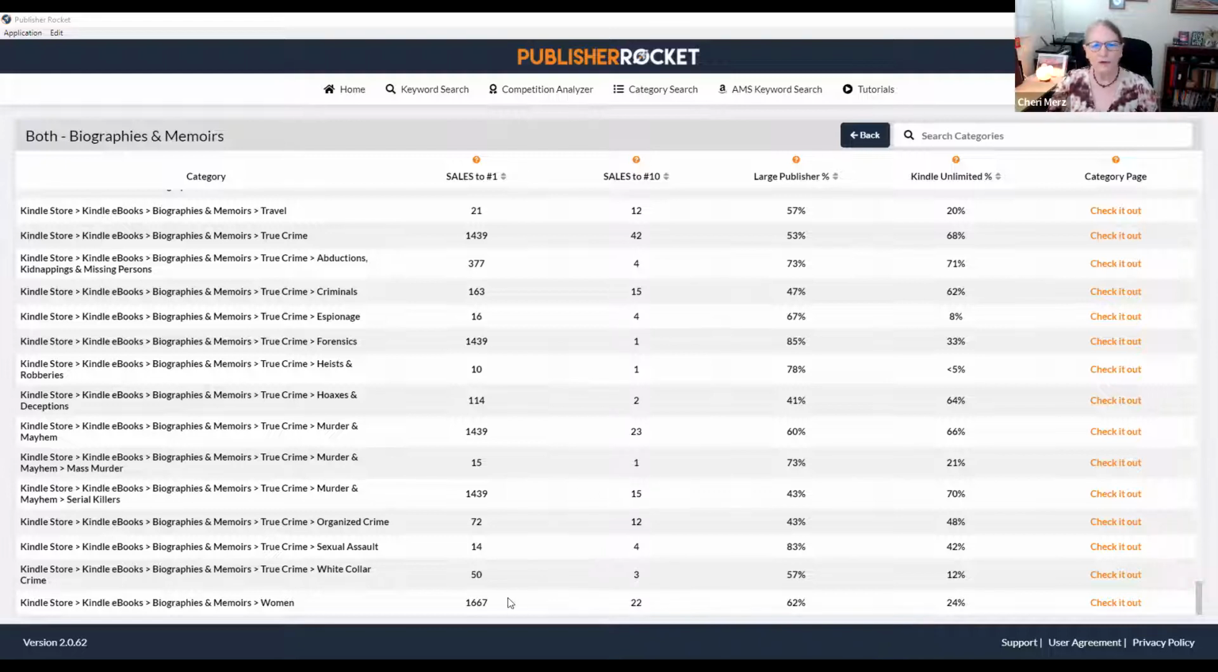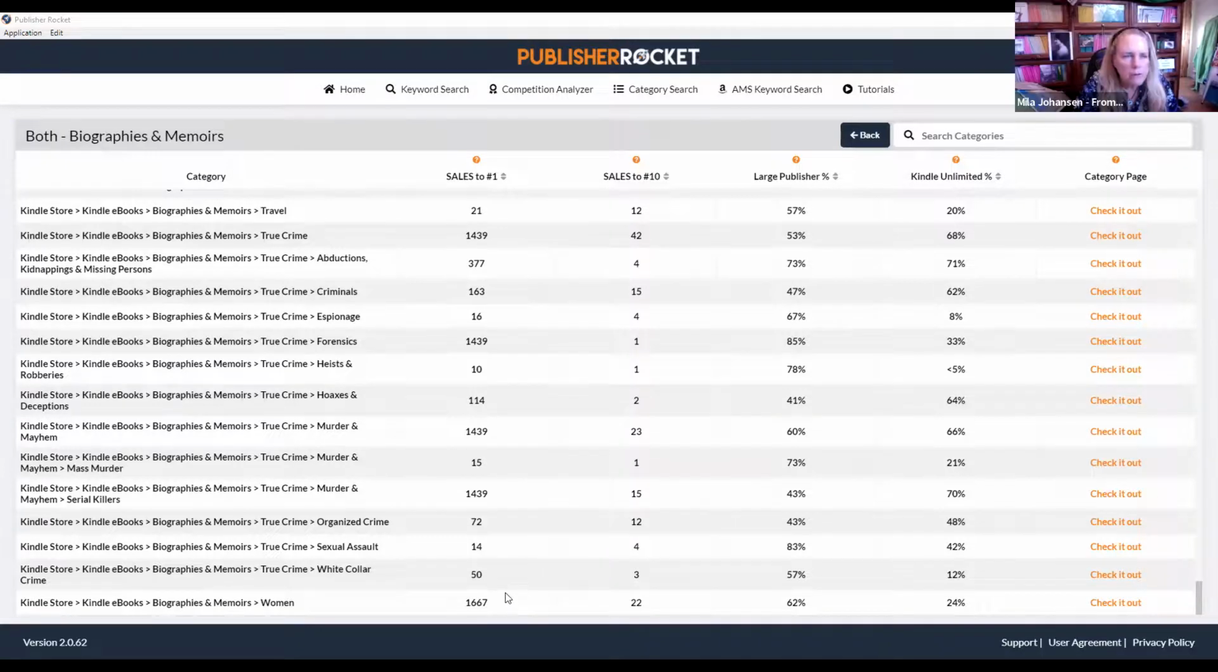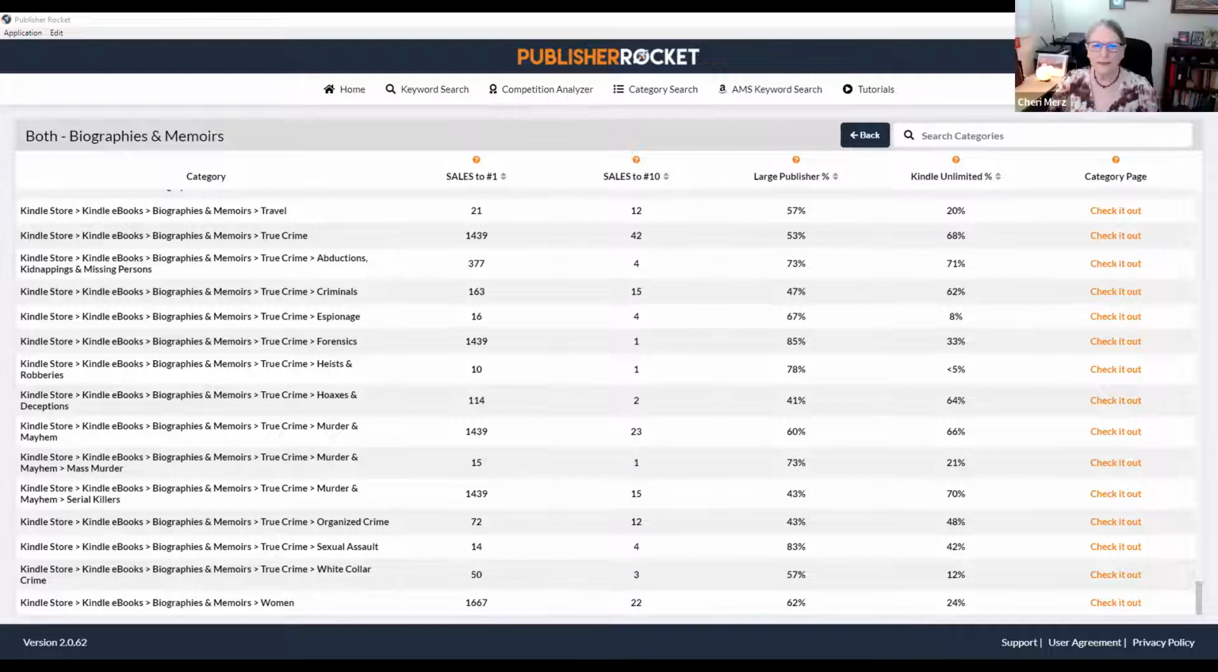So let's go back to Publisher Rocket. Are you seeing their names? Where are you seeing their names? That was in Amazon. That was in Amazon's catalog itself, bestsellers, in this particular category. And the way I got there was I clicked the check it out link, and that'll take you to the best sellers in that category.